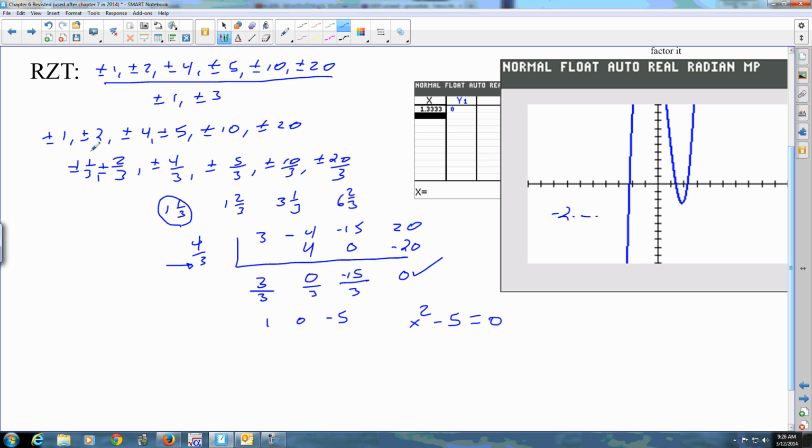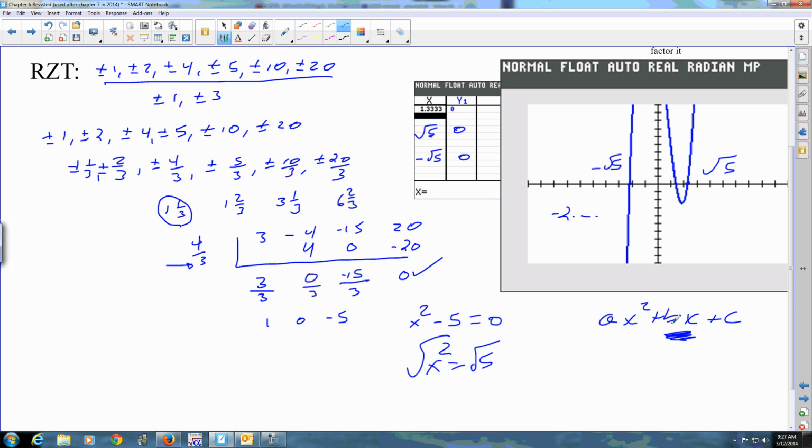You could do the quadratic formula, but because b is missing, it's more work than if you just add the 5 and take the square root. So these two numbers would be negative square root of 5 for this one, and positive square root of 5 for this one. And you can always check these on your table by typing in the square root of 5, and you should get 0. And negative square root of 5, and you should get 0. Okay?